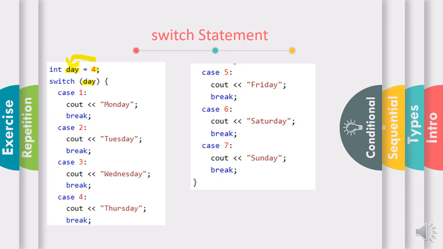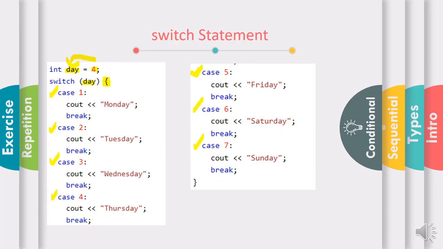Then this is the start of the switch statement. Now we have mentioned some cases in the switch statement: case 1, case 2, case 3, case 4, case 5, case 6 and case 7. Now what will happen if case 1 is met?